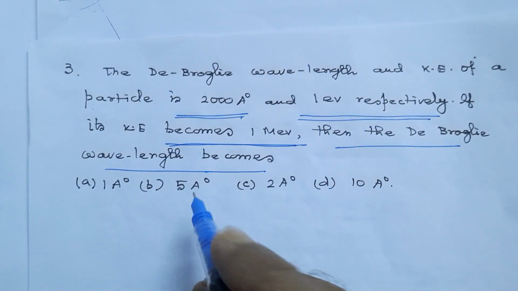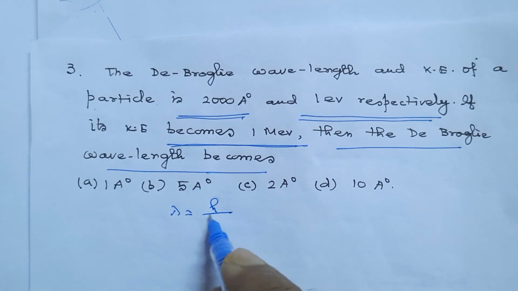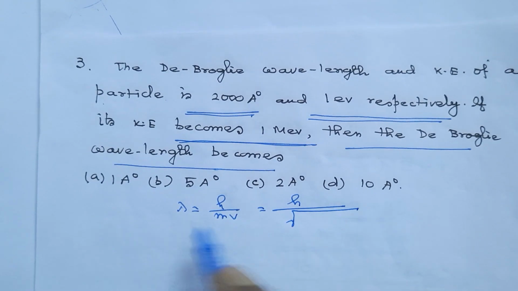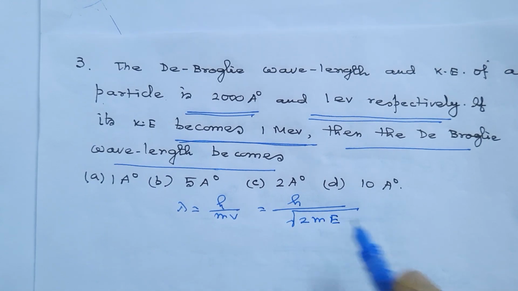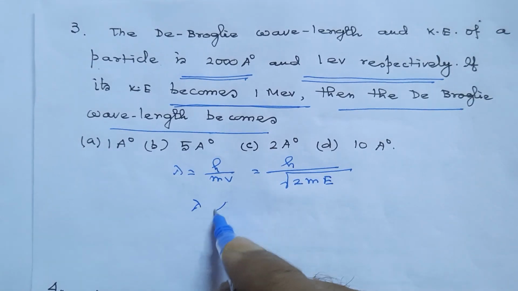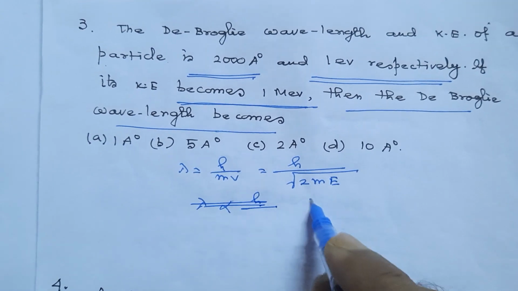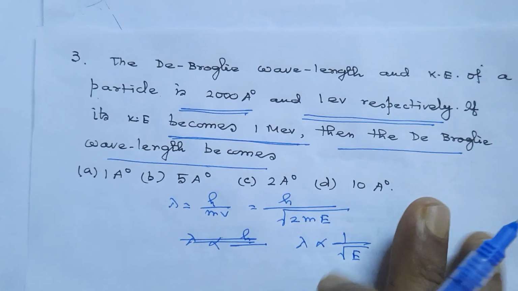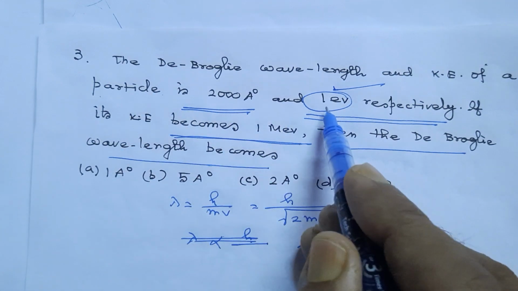Now we know the expression for it: lambda, the de Broglie wavelength, equals h by mv. And when we express this in terms of kinetic energy, lambda equals h by root 2mE. So lambda is proportional to 1 by root E. Now the energy of the particle was 1 electron volt.